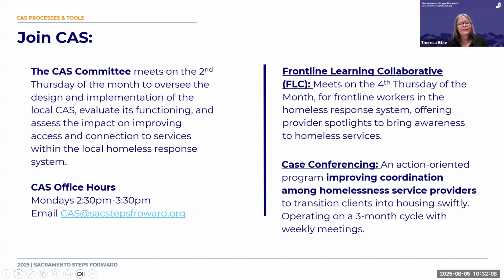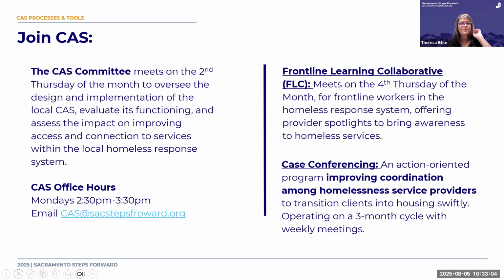We also have a collaborative called the Frontline Learning Collaborative. This is strictly for our service providers who are doing direct service to our unhoused population. We meet on the first Thursday of the month for frontline workers in the homeless response system. We offer provider spotlights to bring awareness to homeless services. It's a great opportunity to network and to find out about some of the resources in Sacramento. We also provide case conferencing. This is an action-oriented program improving the coordination among the different service providers to help transition clients into housing swiftly. They operate on a 3-month cycle with weekly meetings.